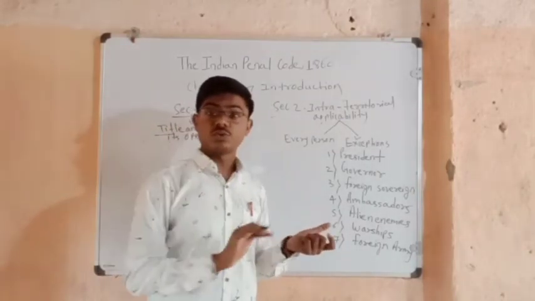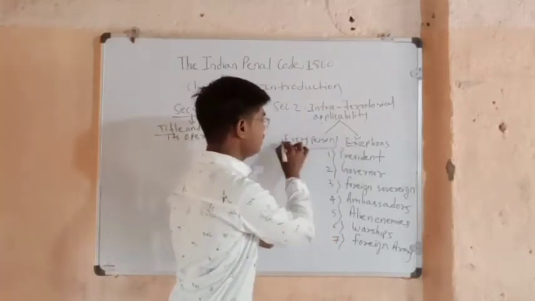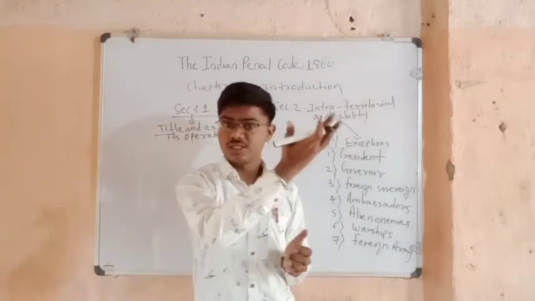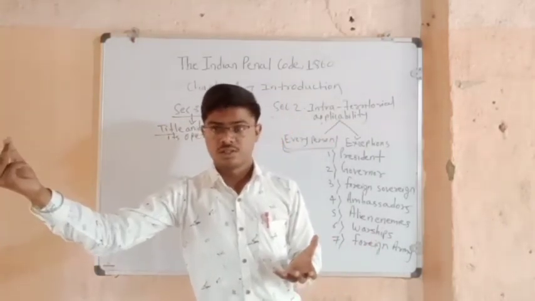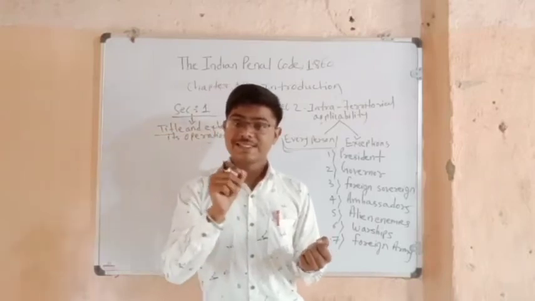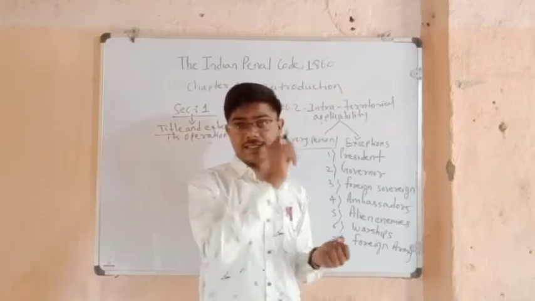Now friends, we have to emphasize certain words: for every person. Every person means he may be a citizen, non-citizen, company, association, or body of persons. It means that a foreigner is as much liable for committing an offence as a resident is.